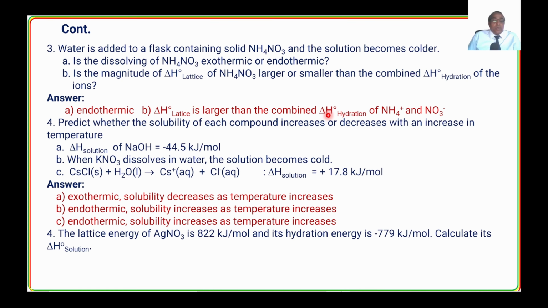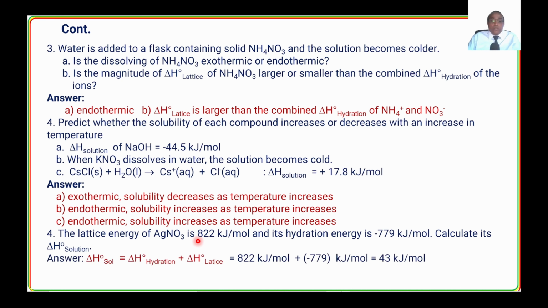So the last question: the lattice energy of silver nitrate is given here, 822 kilojoule per mole, and its hydration energy is minus 779 kilojoule per mole. Now the question is to calculate the heat of solution. So we know that heat of solution is the sum of the lattice energy and hydration energy. So just the sum of these two. If you sum them, you'll get 43 kilojoule per mole, which means this dissolution process is an endothermic process.